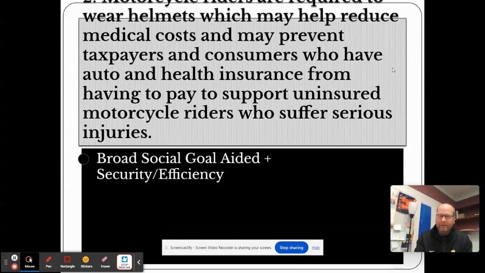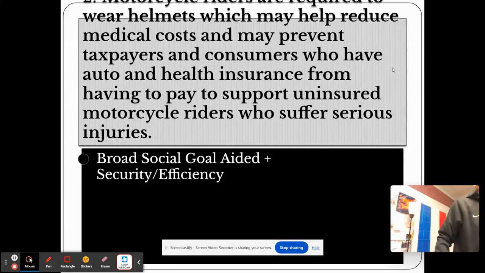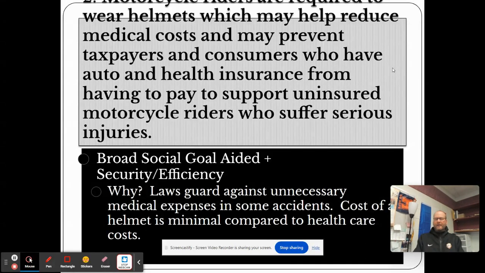Well, security and efficiency. One, with the insurance stuff, we want to have that economic security by forcing people to have insurance, and efficiency. Again, we're not wasting money then on people that don't have the insurance. Laws guard against unnecessary medical expenses in some accidents. So the cost of a helmet is minimal compared to health care costs. You get an accident like that, you've got to go to the hospital. It's going to be thousands and thousands of dollars. Okay, a motorcycle helmet, I don't know what motorcycle helmets cost, but I'm assuming it's not $10,000 for a motorcycle helmet. Okay, and what might be hurt?